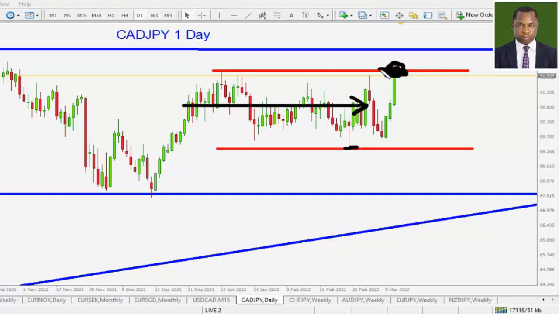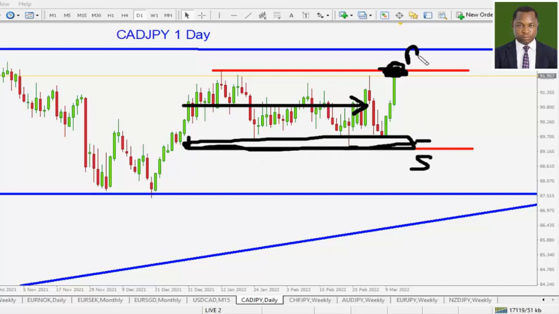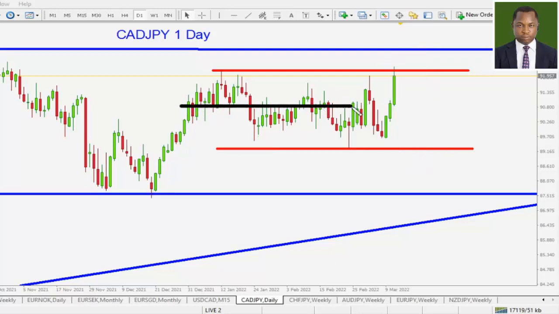So price is in a range, back to resistance. This is not a good place to go long. This area here is an area of support. Okay, resistance there, support there. So with no clear directional hint, this is resistance, not a place to go long.